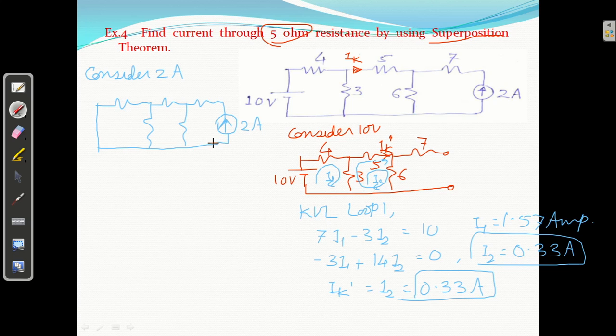The 2 ampere source, this is shorted. I take the currents like this: I1, here I am taking current I2, and this I3. If you want, you can take anti-clockwise also. So with I3, we can't write the KVL here. This is 5, this is 4, this is 3, this is 6.